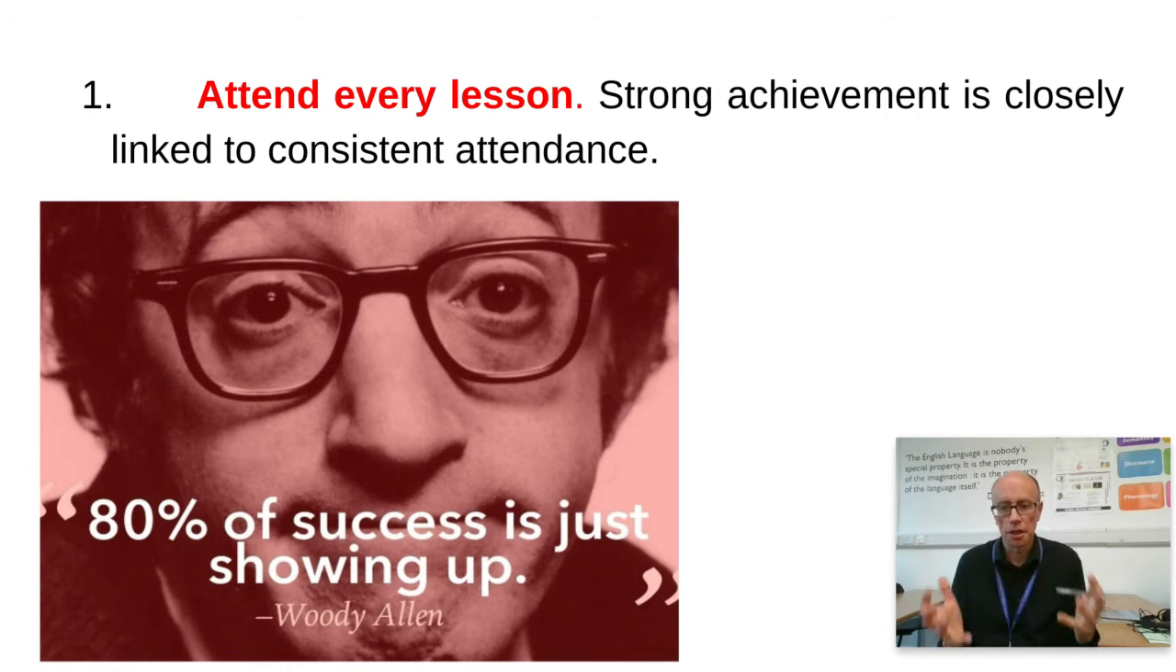and for some reason your psychology lesson has been cancelled in the morning, and you've only got an hour of English in the afternoon, and you're coming in from Bishop Auckland, right? These are the times where sometimes students are struggling. You need to be attending every single lesson. There is a really strong correlation between success and strong attendance. So, as Woody Allen there says, 80% of success is just showing up.